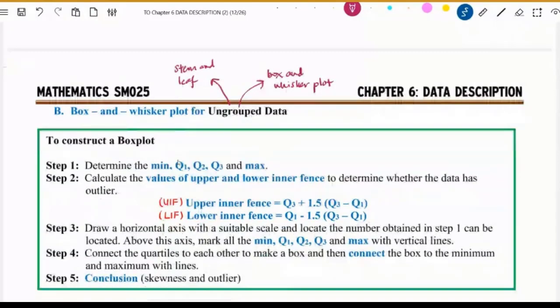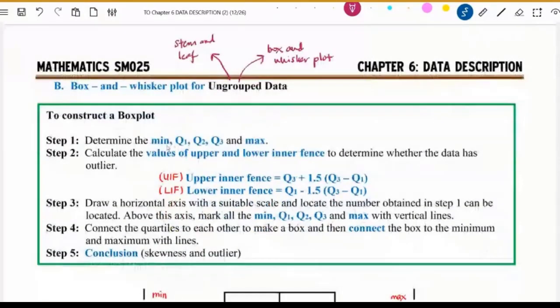So starting with finding minimum, quartile 1, quartile 2, quartile 3, and also maximum value. So before you find these values, you need to arrange. So you must arrange first. So arrange your data in ascending order. Okay. And then determine minimum, which is the smallest value, maximum the highest value. So first quartile, third quartile, and then Q2 we know this one as in median as well. Okay, so now we already found 5 values.